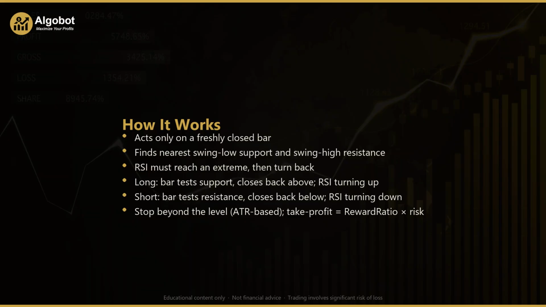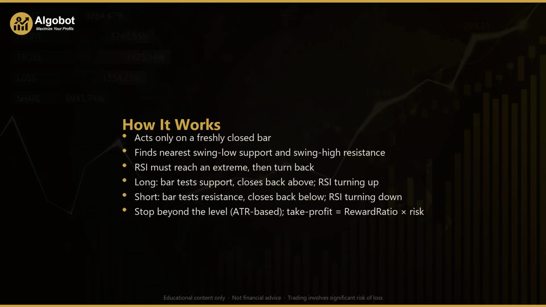Next, it measures volatility using the average true range, or ATR. This single number scales everything else, so the strategy adapts automatically to any symbol or time frame. The tolerance band around a level is set to the level tolerance ATR multiple of ATR. By default, that's half of one ATR. That's how close price must come to count as a genuine test of the level.